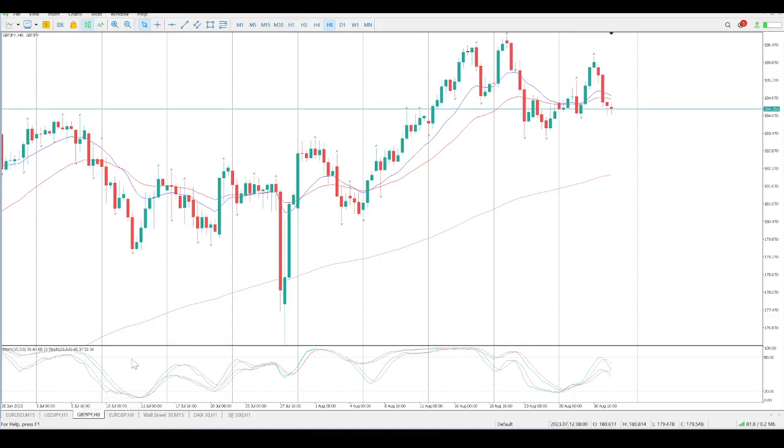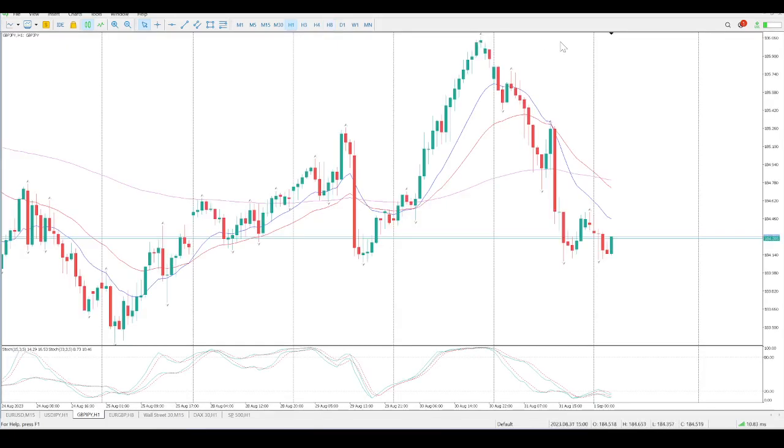Moving on to British Pound, Japanese Yen. It's pretty much the same picture here. We do have a lower high that has formed, a fractal high has formed, and we've got a crossover of the oscillators as well. So this is looking like a potential reversal, which doesn't quite make sense.